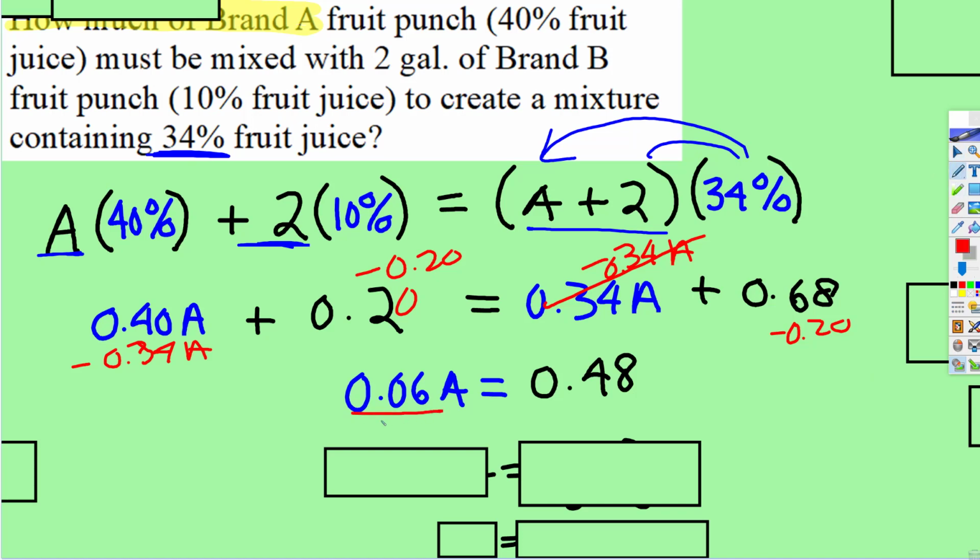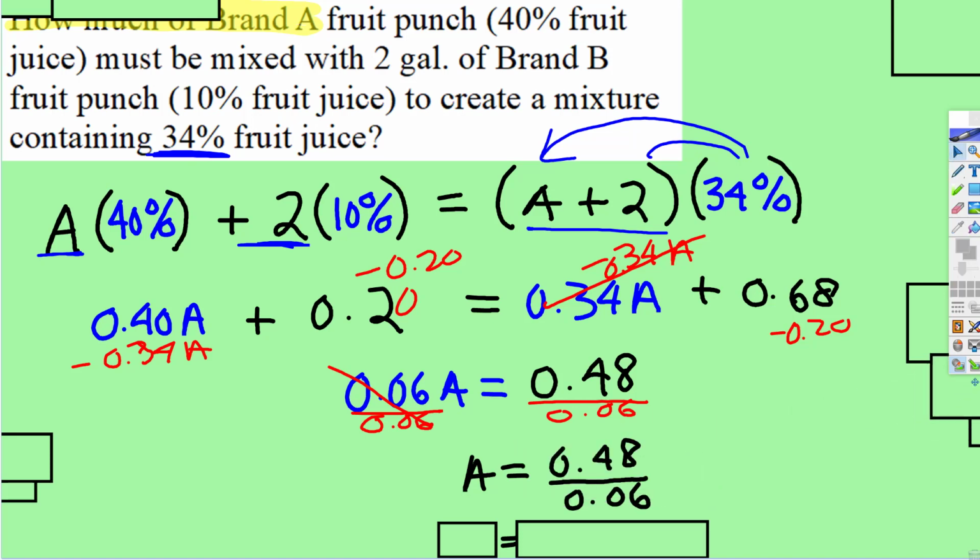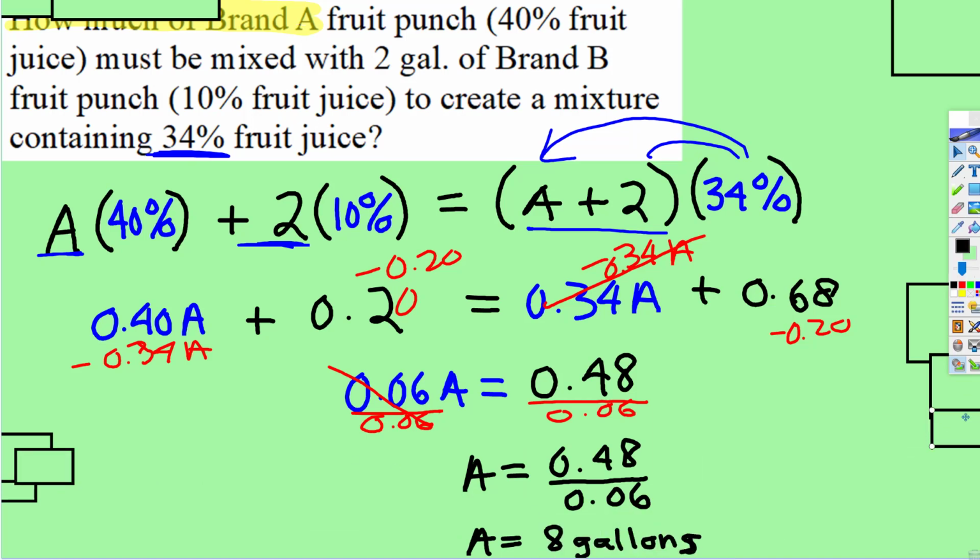We want to get the A by itself, so the inverse of multiplying is dividing. And then it's either long division or calculator keystroke. Those cancel, and when you divide 0.48 by 0.06, you get 8. And what it's asking for is how much, and we're talking about gallons, so the answer is 8 gallons.